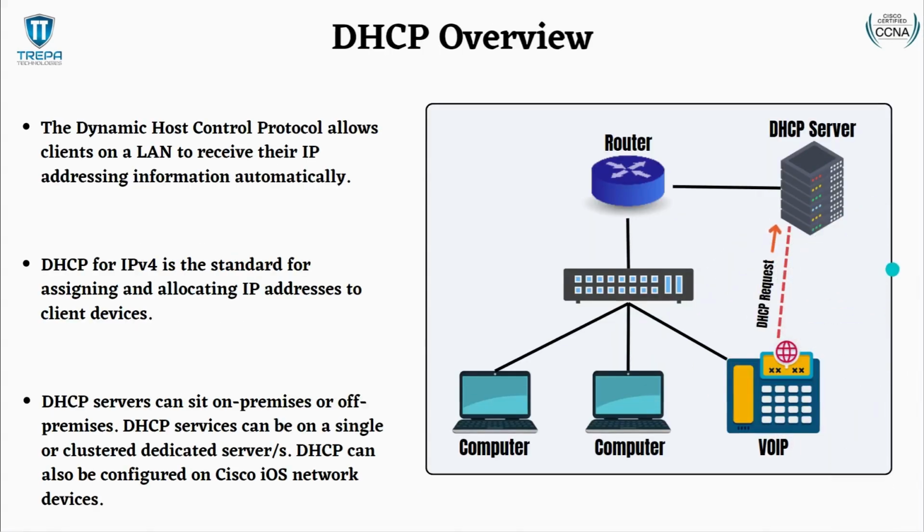Let me make this a little smaller and move my face out of the way. Okay, so DHCP overview. The Dynamic Host Control Protocol is going to allow clients on your LAN to receive their IP addressing information automatically. So these computers right here, whether they sit on VLAN 10, 20, 30, doesn't matter, and this VoIP system are going to be able to send a request to a DHCP server. In this picture we have a dedicated server, but it can also sit here on the router in that IOS system to dynamically get an IP address.